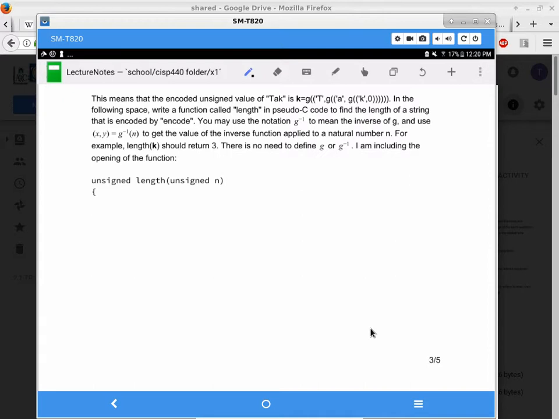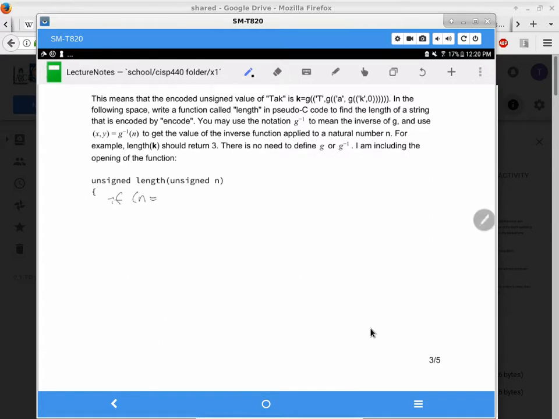Okay? So the first thing is you have to figure out when you need to stop the recursion. Okay? What type of value of n tells me that it's time to stop? We know the answer right away. Okay? When n equals 0.